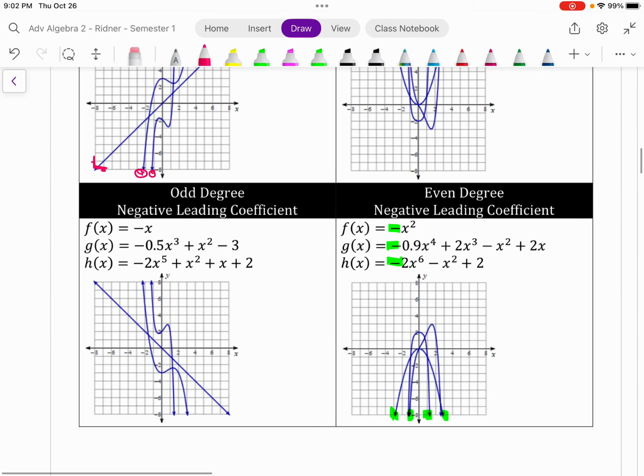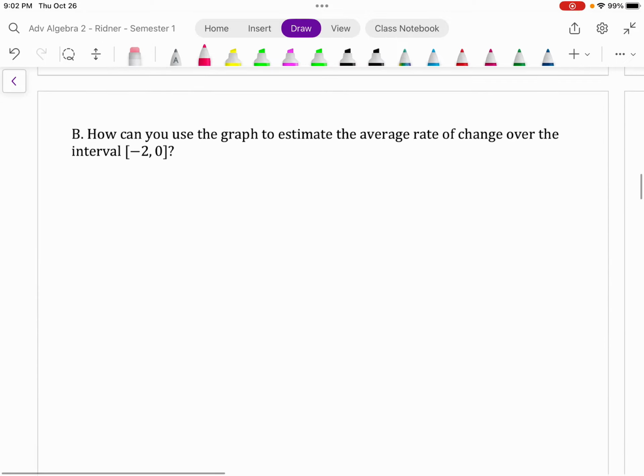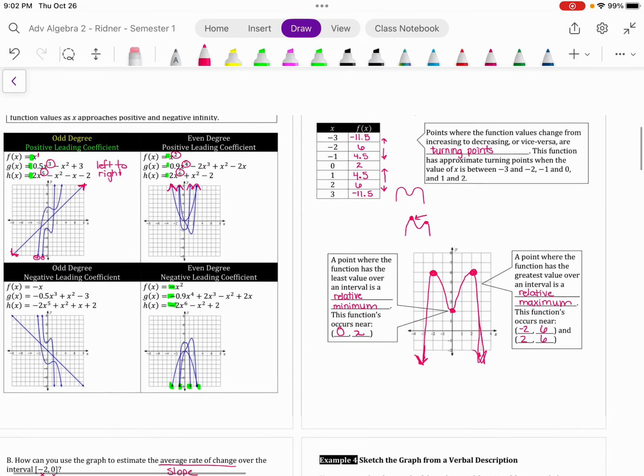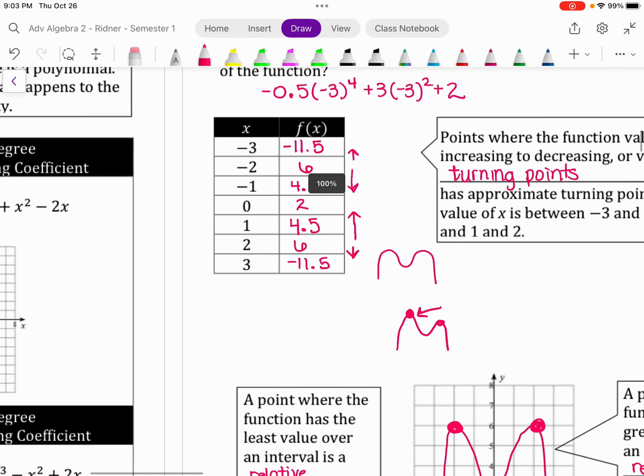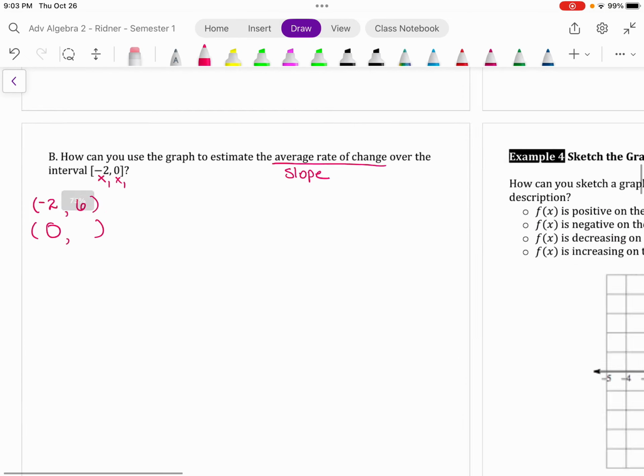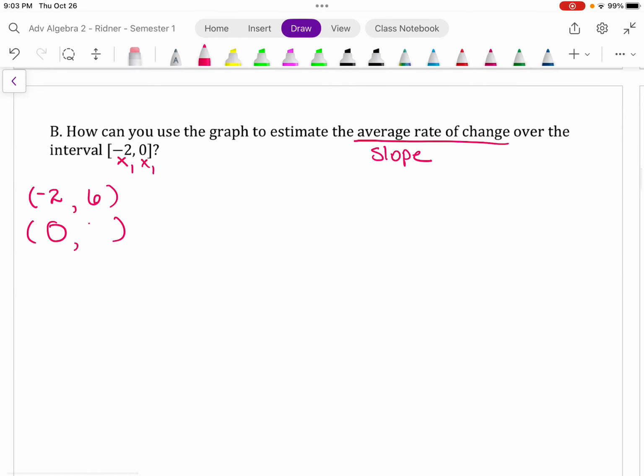And in part B here, I'm going to go ahead and do this in this video. Remember that average rate of change is slope. And this is an interval, so these are x values, okay? If I'm trying to find slope, I have to know the y values. So -2, 6, and then 0. I'm doing it here, okay? So -2, 6, 0, 2. Sorry if that made you dizzy. I won't do that again.